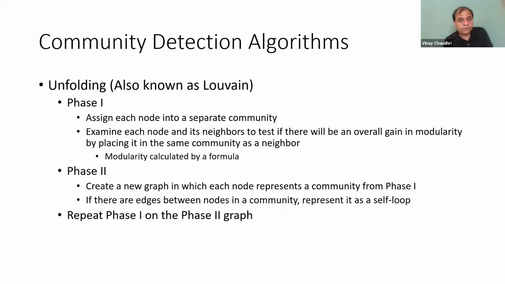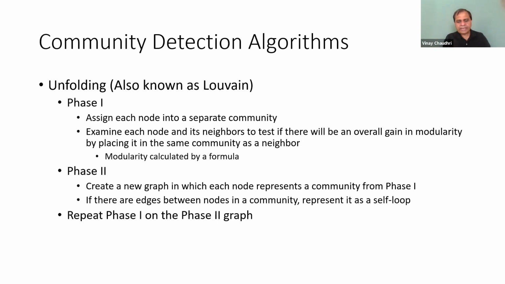And then there's a phase 2 of the algorithm in which we would create a new graph in which every node in this new graph represents a community from phase 1. Okay. And if there are edges between nodes in two communities in the phase 1 graph, we would represent that as a self loop. If there is an edge that goes from one community to the other community, then there would be an edge in this phase 2 graph to capture that. So basically in phase 2, we have a condensed version of the graph that we originally started from.